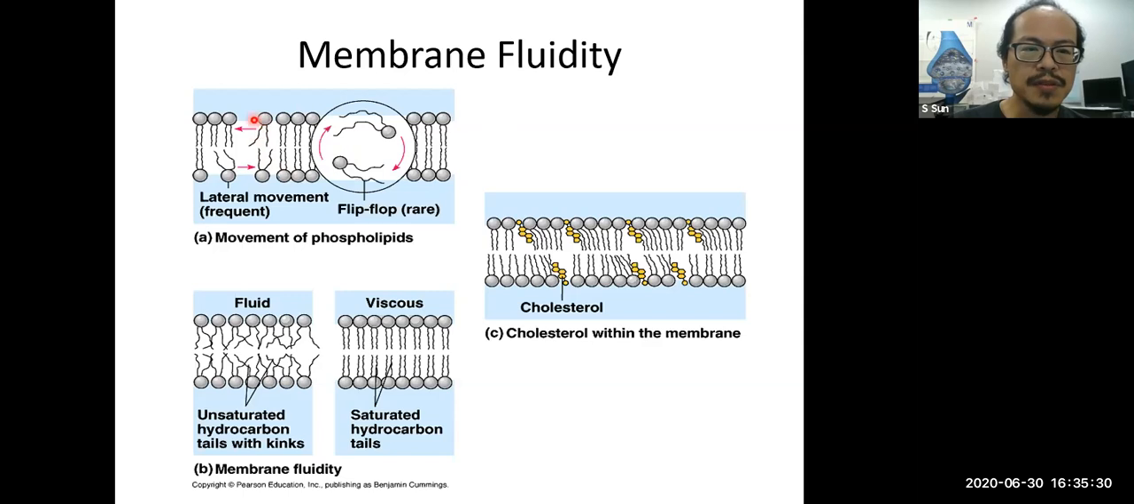So here is an example where these two will switch and then switch and then switch. Unsaturated will make it more fluid. Saturated will make it more rigid. Cholesterol can stabilize it. So that's one feature of that membrane. The concept is that without the cholesterol, it becomes much more fluid, and that's why cholesterol has an important role in our body. One of it is to stabilize the membrane.